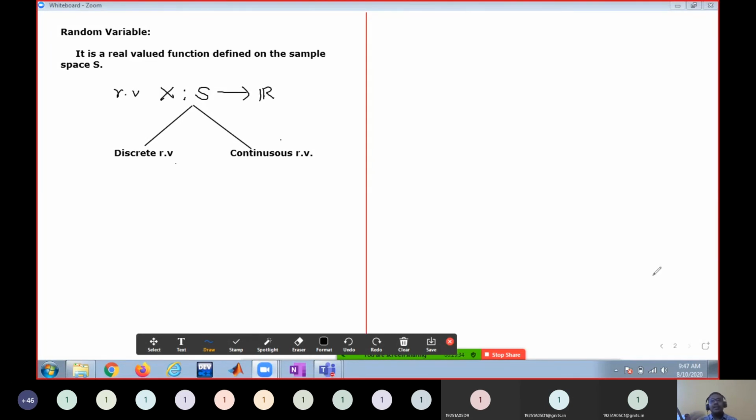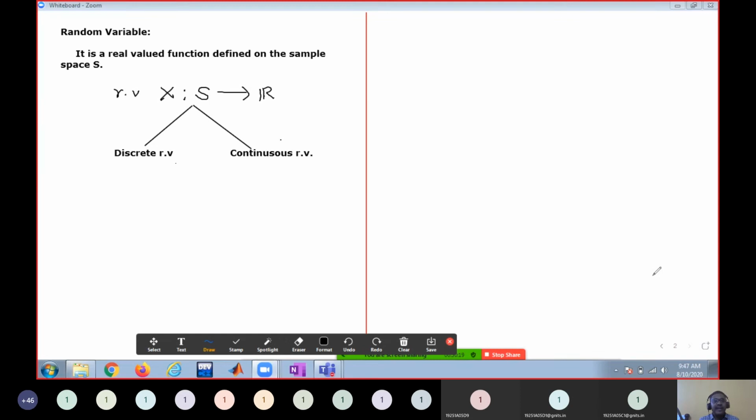Suppose I'm asking you to guess an integer. That integer can be from minus infinity to plus infinity. You can guess 2000, you can guess 300, somebody guesses 928. How many values are there? Infinitely many. Though there are infinitely many values, you can count them 1, 2, 3, and so on. That means if you can arrange the values of the random variable in a regular fashion, that is said to be a discrete random variable. If the possible values are uncountably infinite, that is said to be a continuous random variable.